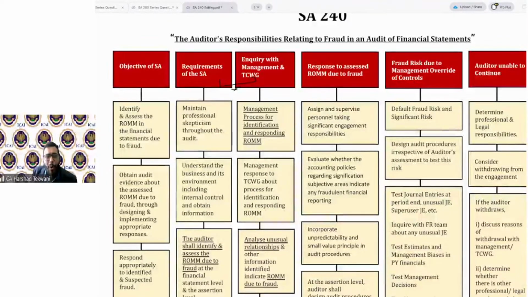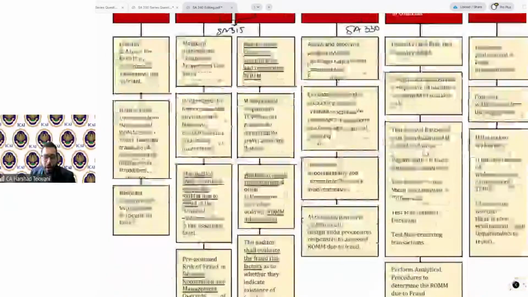will help you to identify risk, that is the application of SA 315, identification of risk of material misstatement due to fraud and error. But when I talk about response to assessed risk, it goes to SA 330, application of SA 330. How you can respond to an assessed risk of material misstatement due to fraud and error.